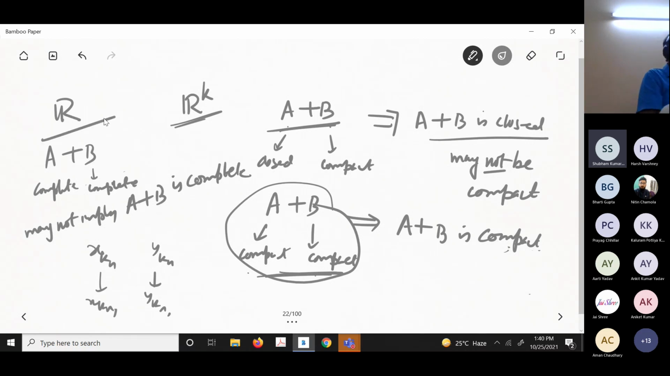Look, R is complete, so any subset will be closed if and only if it is complete. So use that fact. I'm just mentioning that. Sometimes in an interview, some questions, instead of closed, they may give complete. You will wonder how to do this. So you should do that.